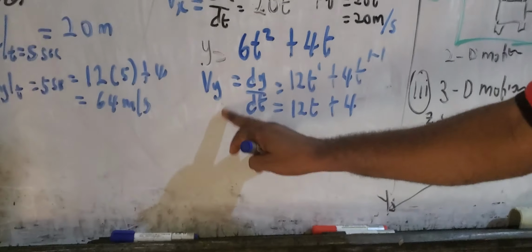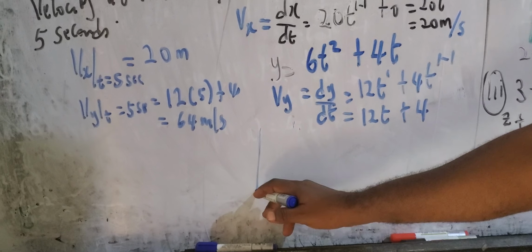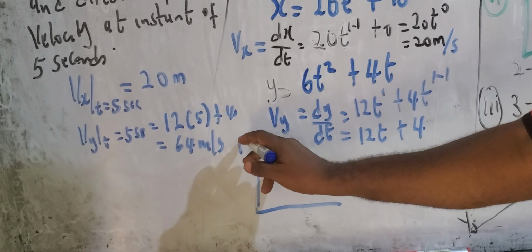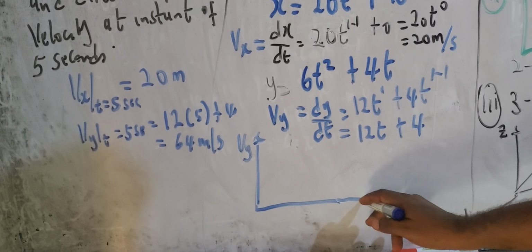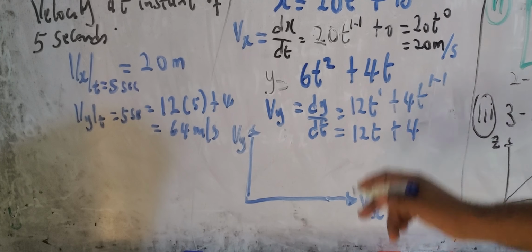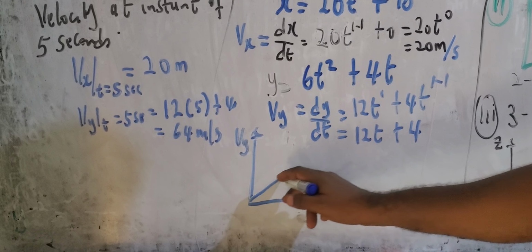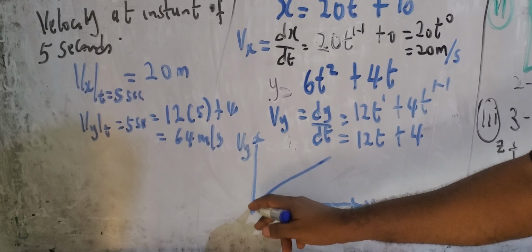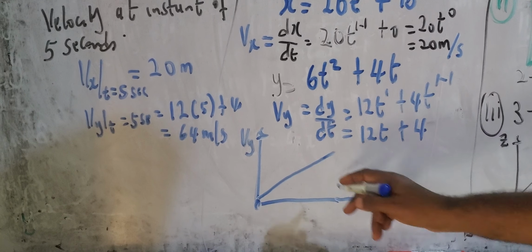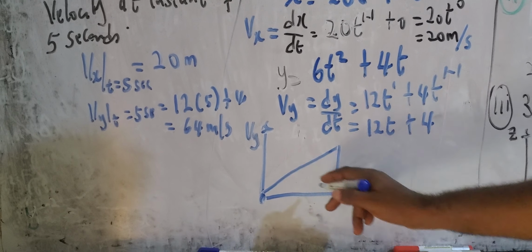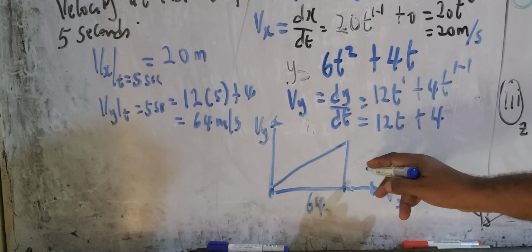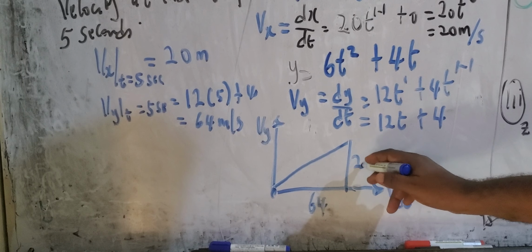Now, you recall that when we have the velocity along the x-axis and the velocity along the y-axis, then the resultant velocity is along the line joining the components. This is the component along the y-axis and the component along the x-axis. So along the y-axis, we have seen it to be 64. Along the x-axis, we see the velocity to be 20.